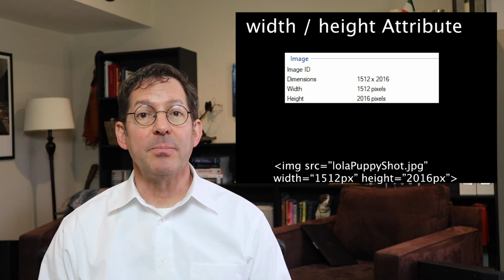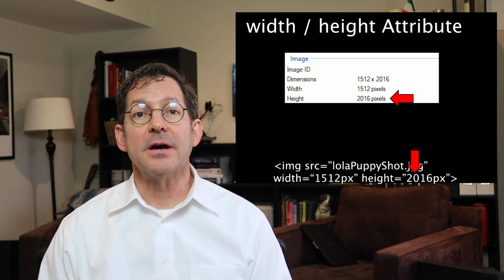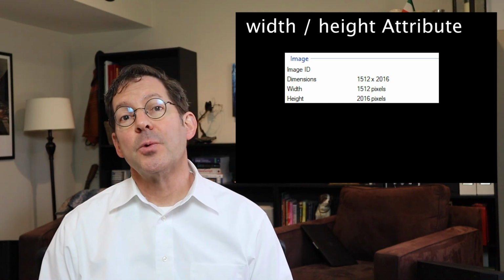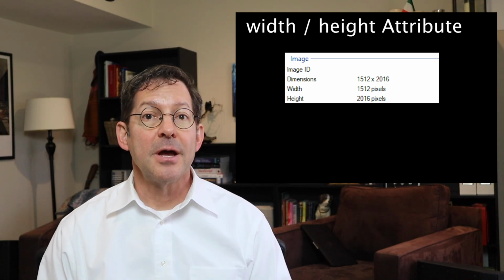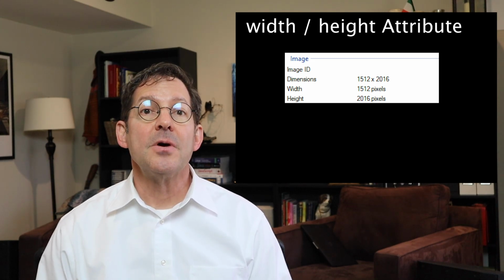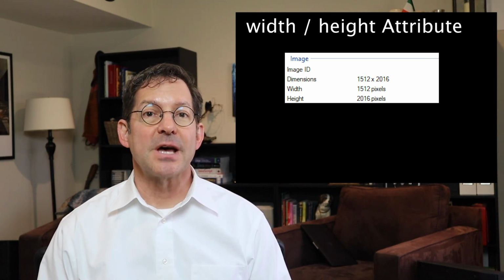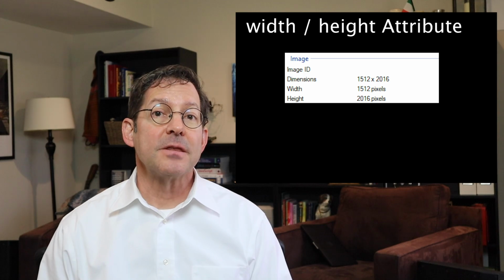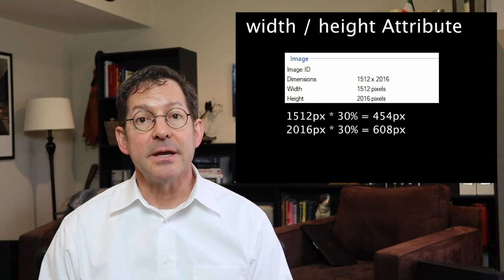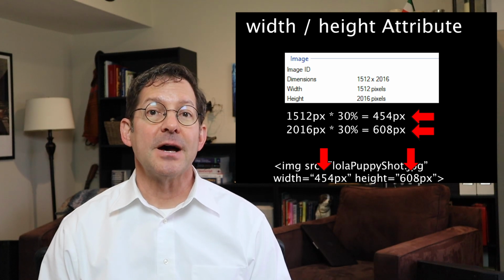So our picture of Lola appeared on the web page with a width of 1512 pixels and a height of 2016 pixels when it was first added to the web page. We can make the picture larger or smaller by increasing or decreasing the value of the width and height. For example, let's say I want to make the picture 30% smaller than the original size. I would do the math and multiply the width by 30 and the height by 30. With these values calculated, I could provide these numbers in the corresponding width and height attributes of the image element.